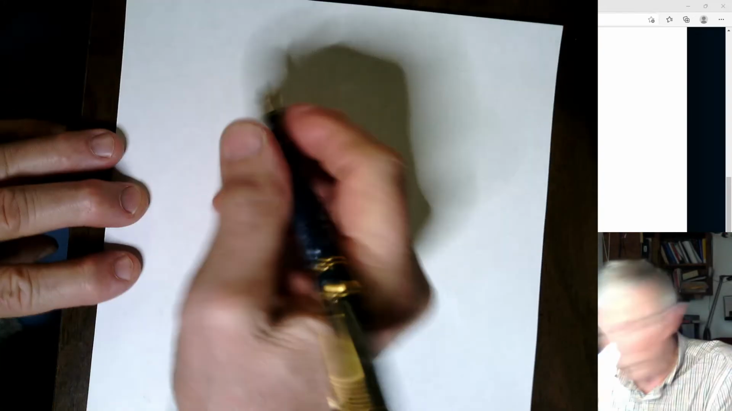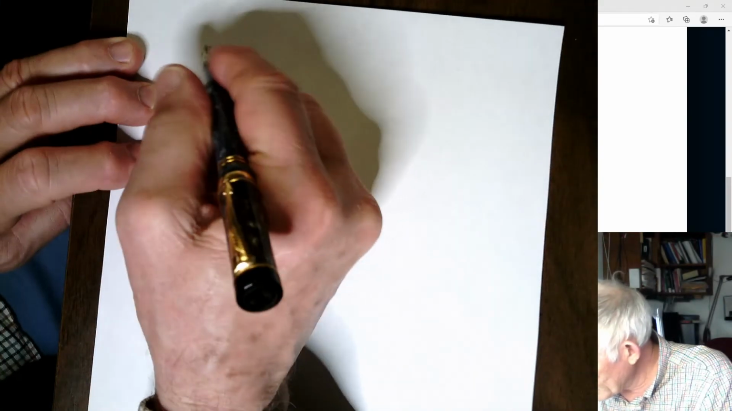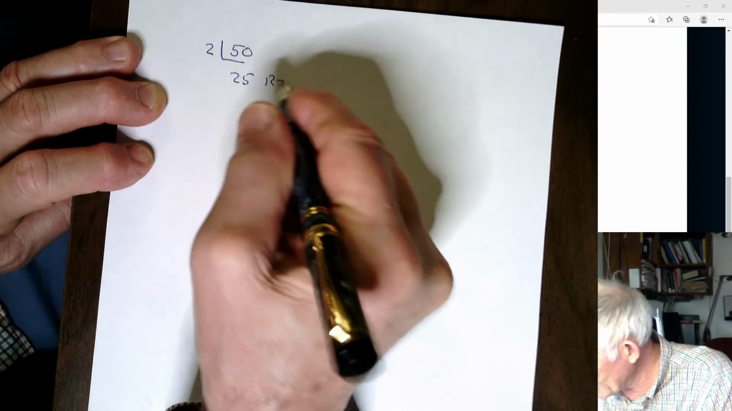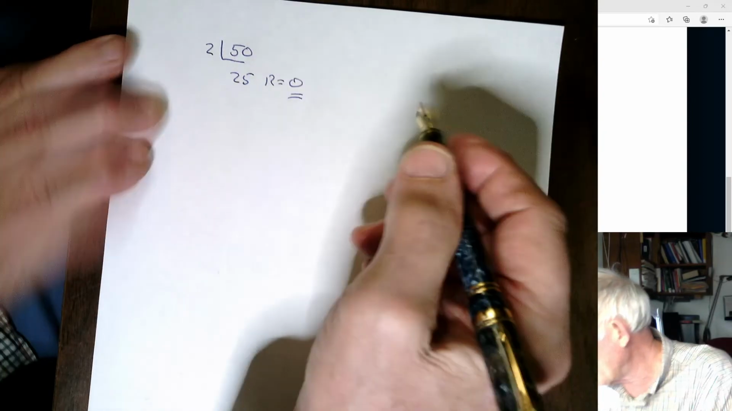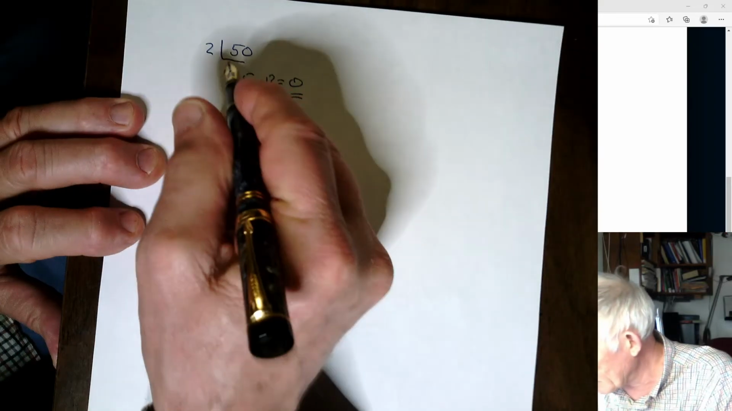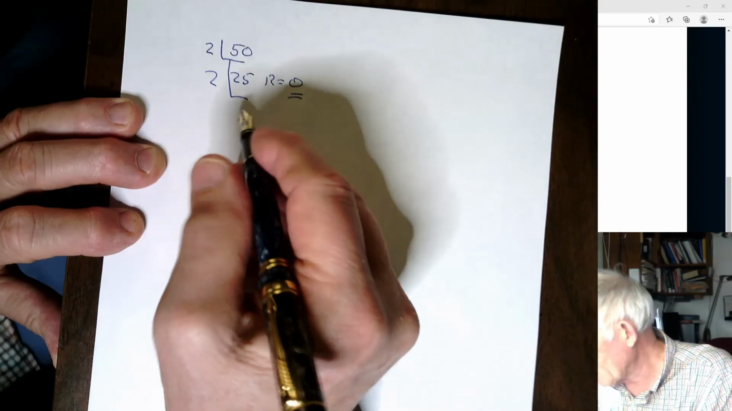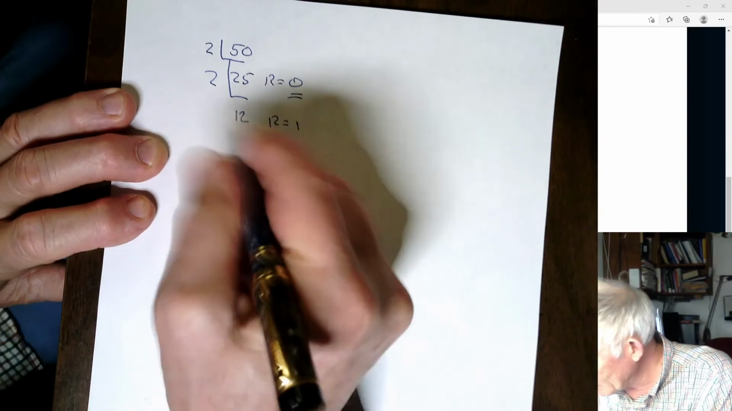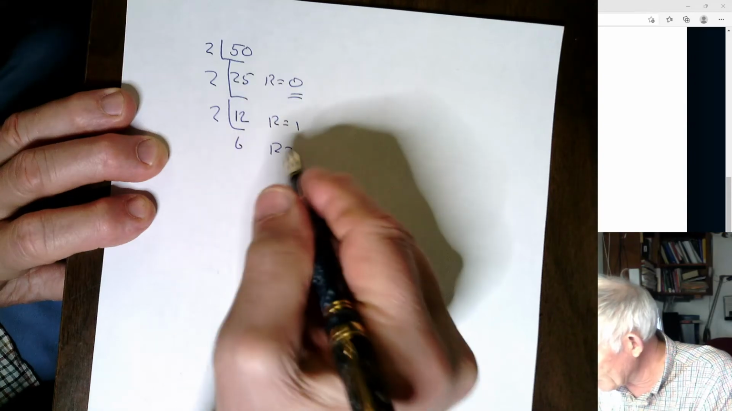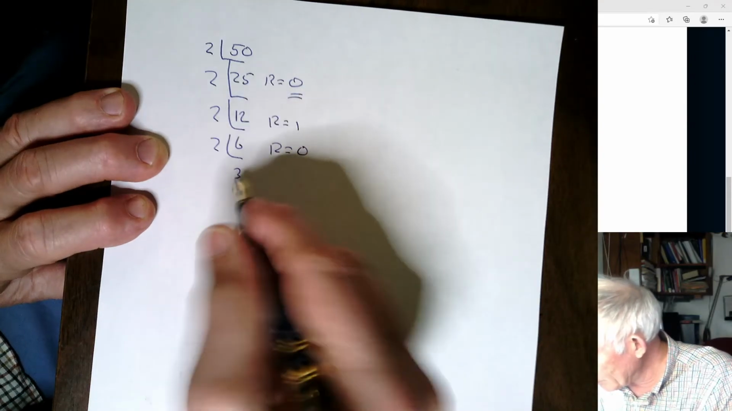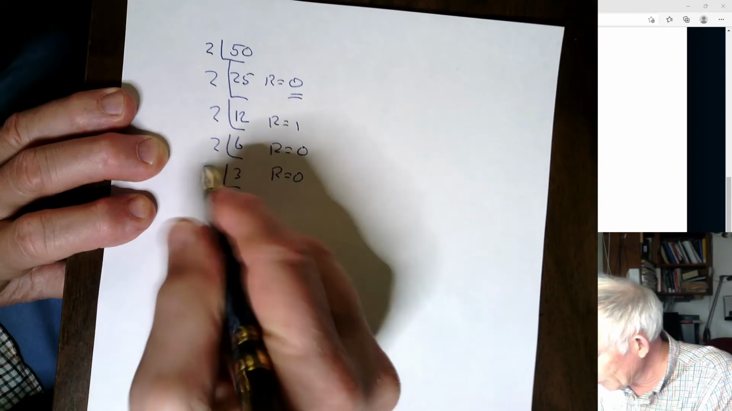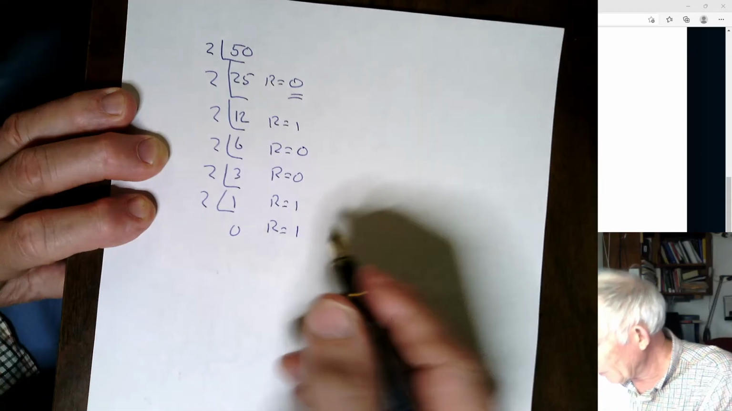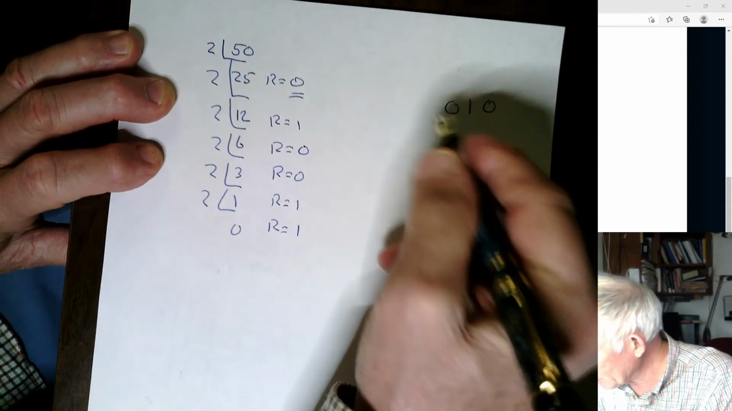So remember, we start like this. We take 2, we divide it into 50. That goes 25 times, remainder 0. That'll be the least significant digit. 2 into 25: 12 would be 24, remainder 1. 2 into 12 is 6, remainder 0. 2 into 6, 3, remainder 0. 2 into 3, 1, remainder 1. 2 into 1, 0, remainder 1. So there's our number, 0, 1, 0, 0, 1, 1.